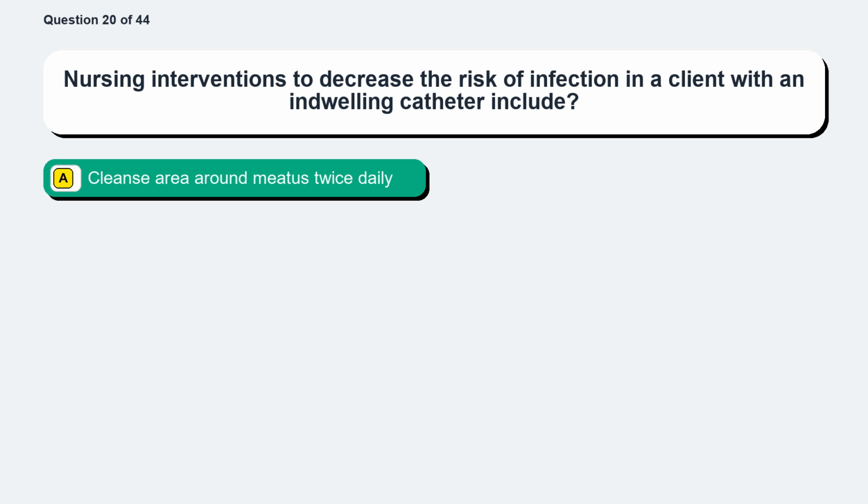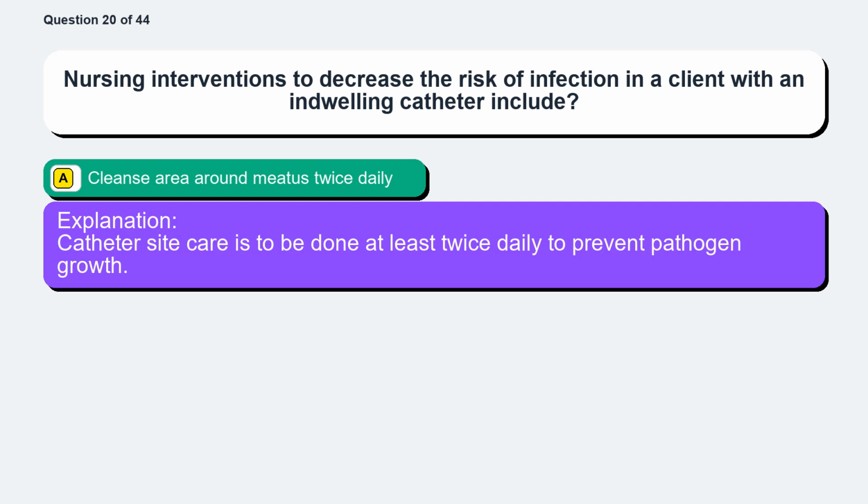The correct answer is option A, cleanse area around the meatus twice daily. Catheter site care is to be done at least twice daily to prevent pathogen growth.